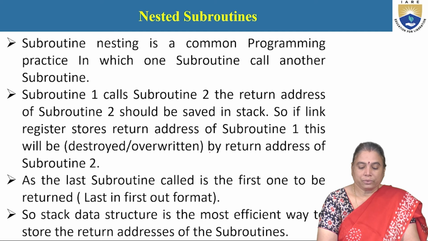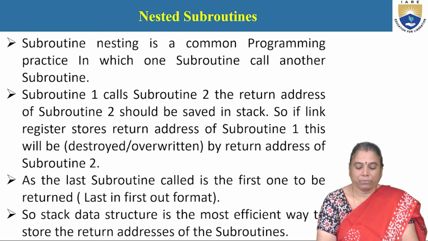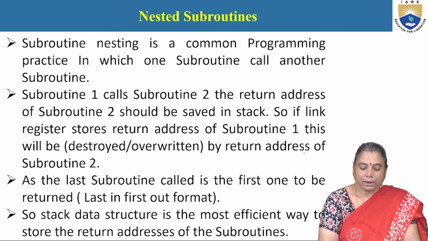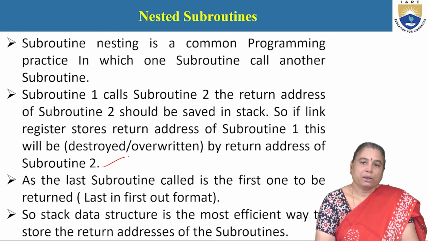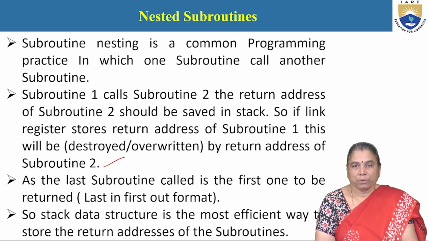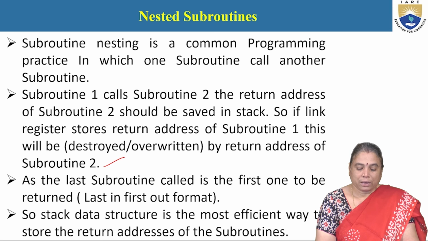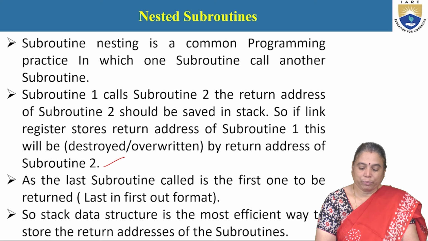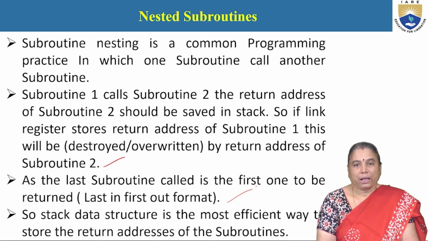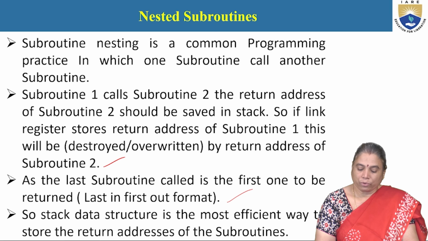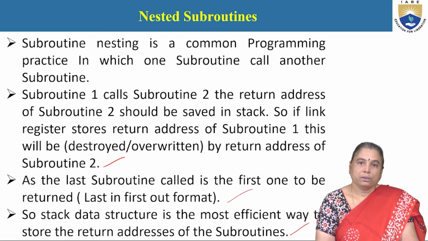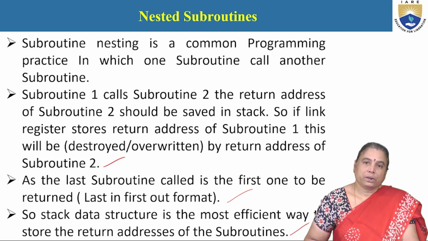So if the link register stores the return address of subroutine 1, this will be the return address of subroutine 2. In order to perform correct return operations, the return address can be pushed to the stack, as the last subroutine called is the first one to be returned. So the stack follows the LIFO phenomenon to organize the elements. So the stack data structure is the most efficient way to store the return addresses of the subroutines in case of nested subroutines.